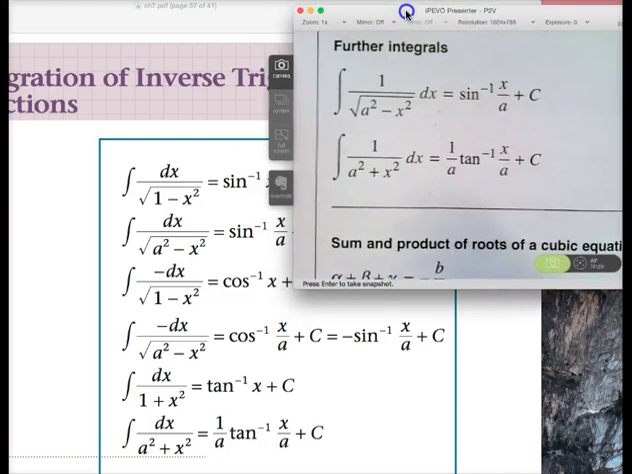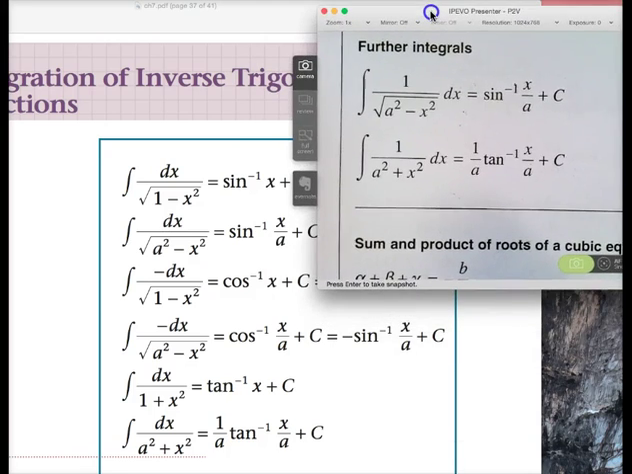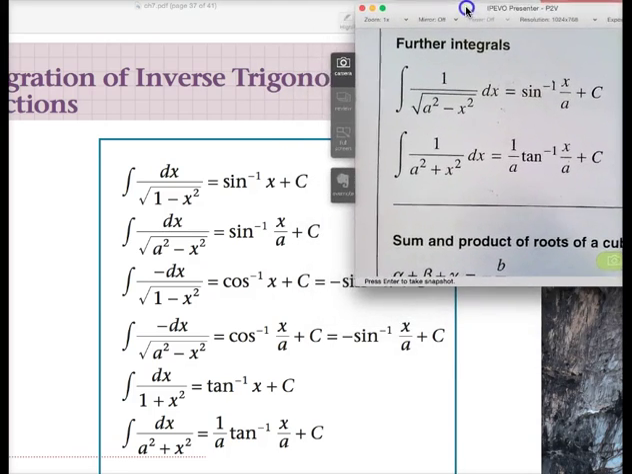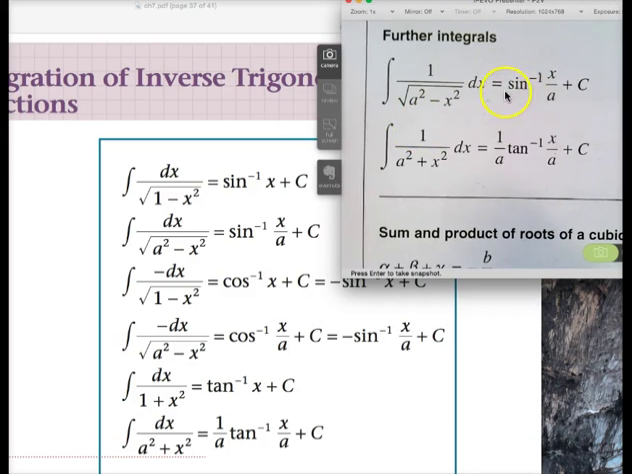So the first one: if you integrate 1 over the square root of a squared minus x squared, it's inverse sine of x on a plus c, this one here. Now if a is 1, we've got this first rule here. So if a is 1, the integral of 1 over the square root of 1 minus x squared is the inverse sine of x. And if a is some number other than 1, like 2, for example, that second rule is exactly as you see it on the formula sheet for the integral.